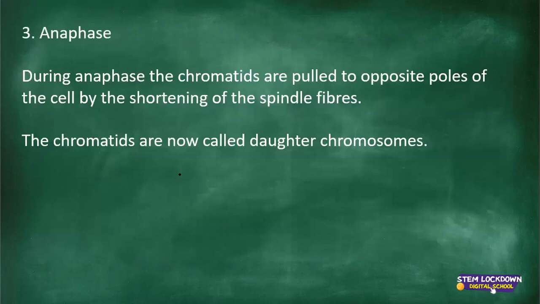Anaphase, we didn't discuss anaphase. How I remembered anaphase, let's think of the A here. During anaphase, the chromatids are pulled to opposite poles of the cell by the shortening of the spindle fibers. The chromatids are now called daughter chromosomes. Remember, your chromosome is like this, right? You have chromatids, this is the chromatid, this is the chromatid.